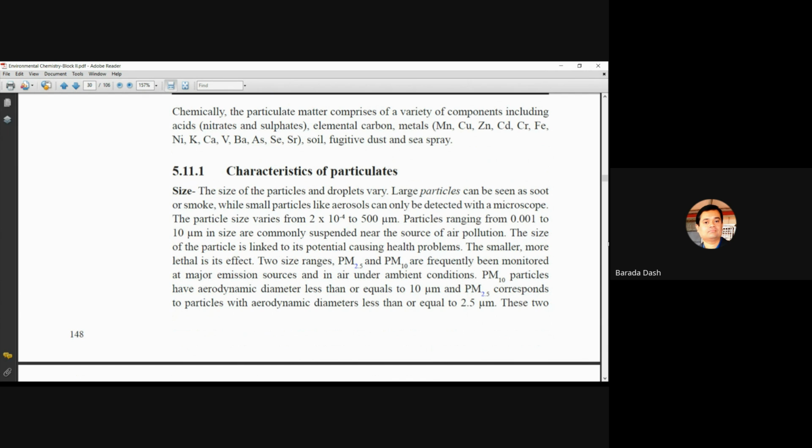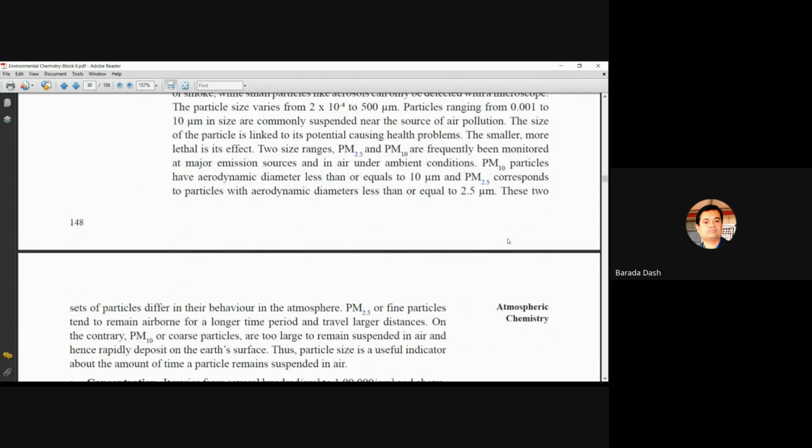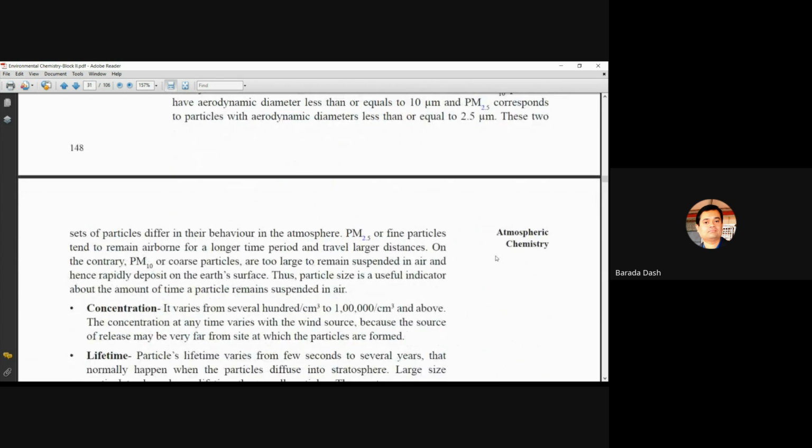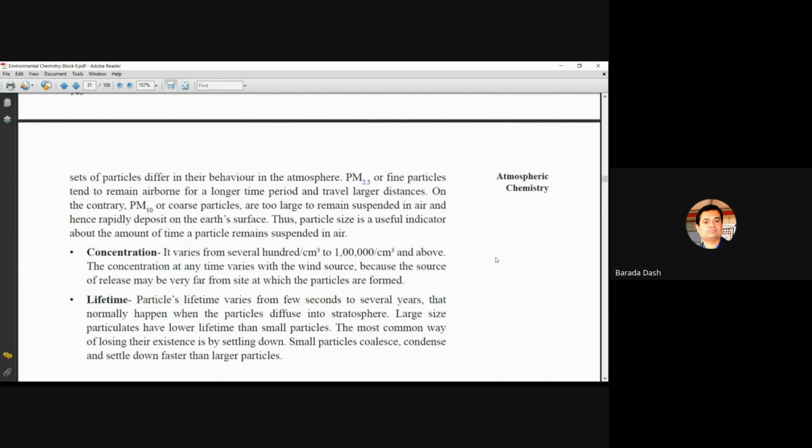There are two types of size ranges: PM2.5 and PM10. PM10 particles have an aerodynamic diameter less than or equal to 10 micrometer, and PM2.5 corresponds to particles with aerodynamic diameter less than or equal to 2.5 micrometer. These two sets of particles differ in their behavior in the atmosphere. PM2.5, or fine particles, tend to remain airborne for a longer period of time and travel longer distances.